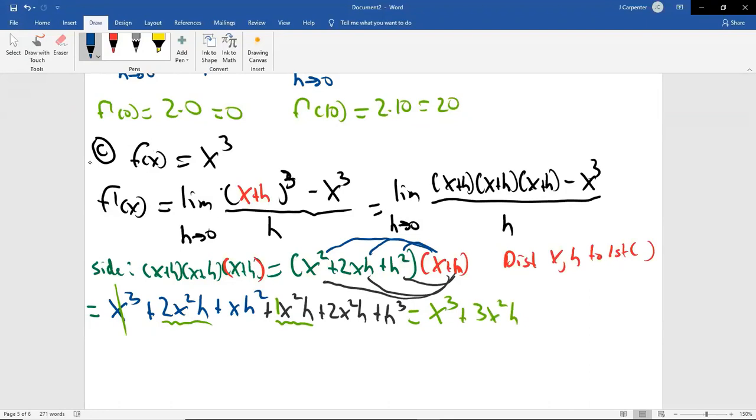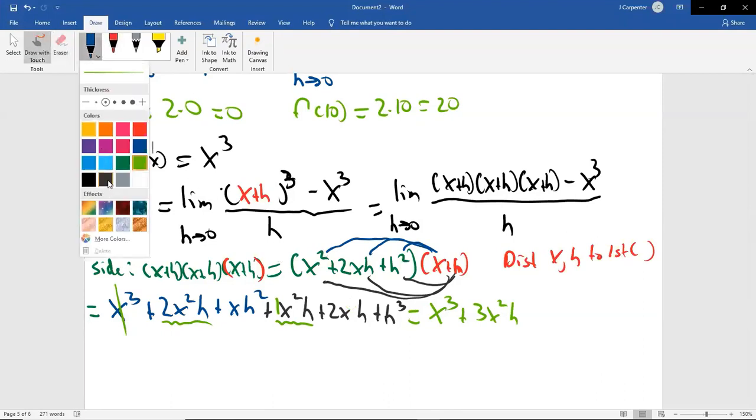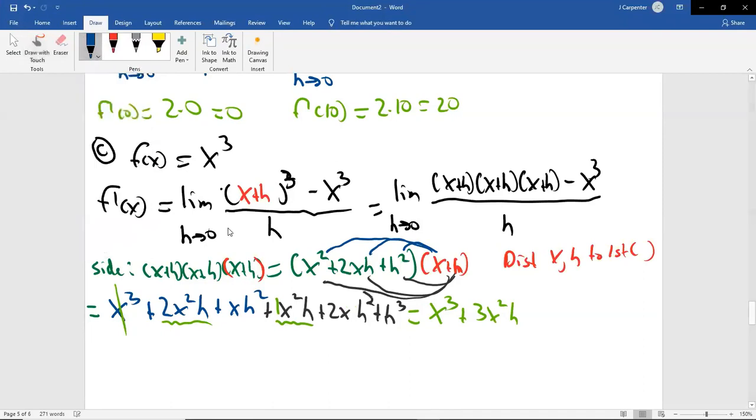Did I write something wrong somewhere? I did something wrong, didn't I? The h times the 2xh should have been 2xh squared. This 2 right here I have wrong. I just put my exponent in the wrong spot. So I need to erase that. Sorry about that.